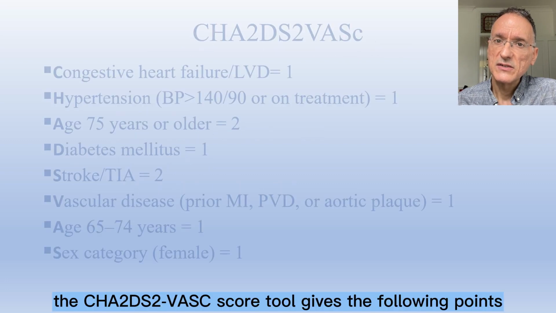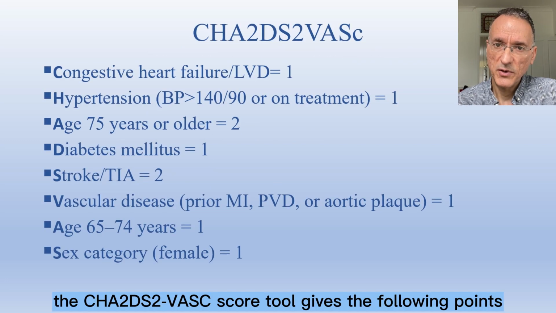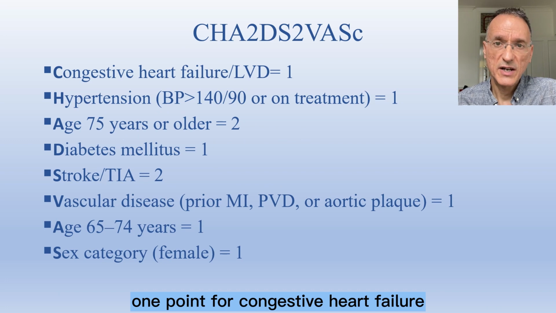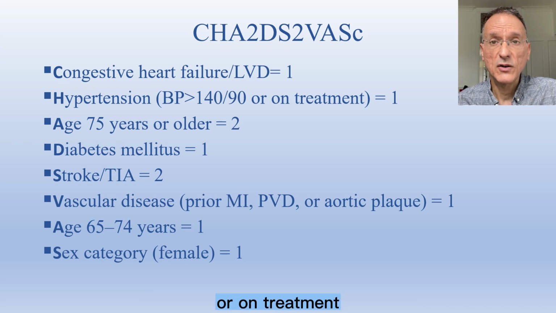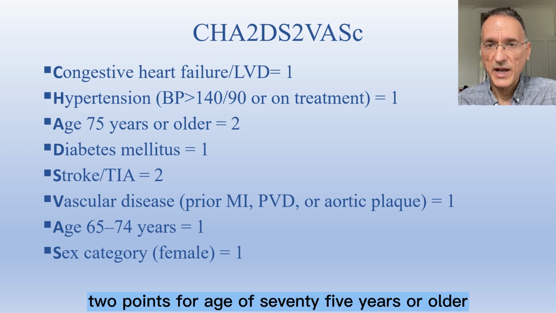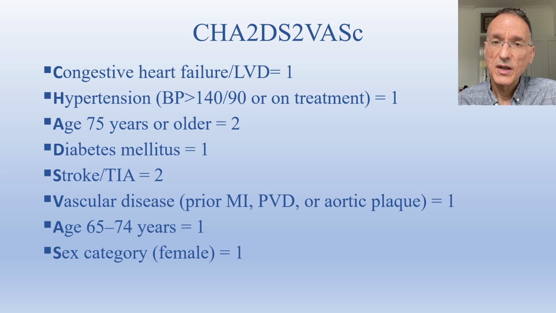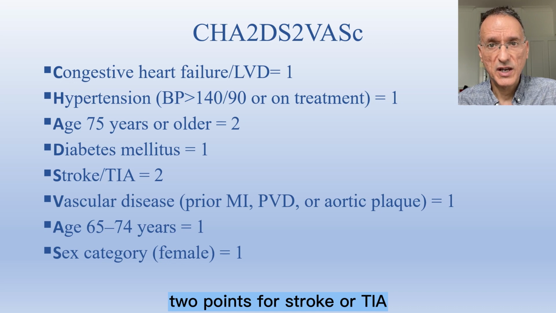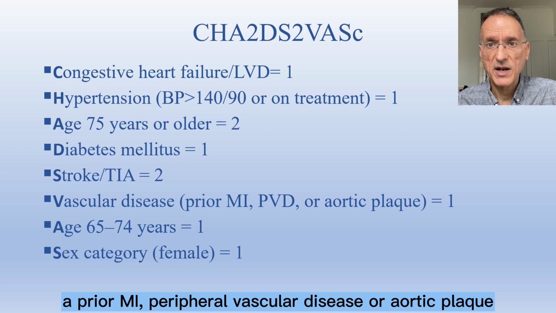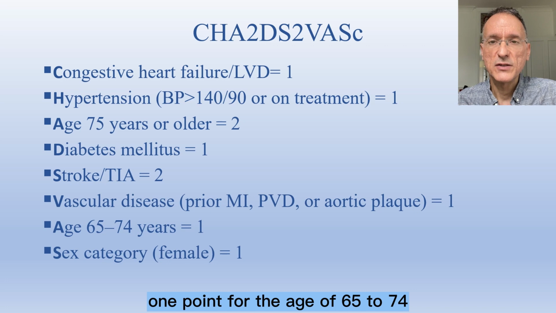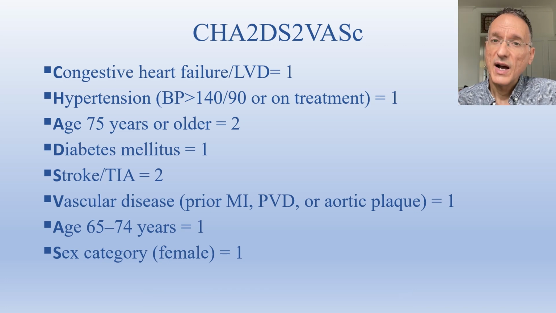The CHA2DS2-VASc tool gives the following points: 1 point for congestive heart failure or left ventricular dysfunction, 1 point for hypertension, that is a blood pressure of 140/90 or on treatment, 2 points for age of 75 years or older, 1 point for diabetes, 2 points for stroke or TIA, 1 point for vascular disease, for example a prior MI, peripheral vascular disease or aortic plaque, 1 point for the age of 65 to 74, and 1 point for sex category female.